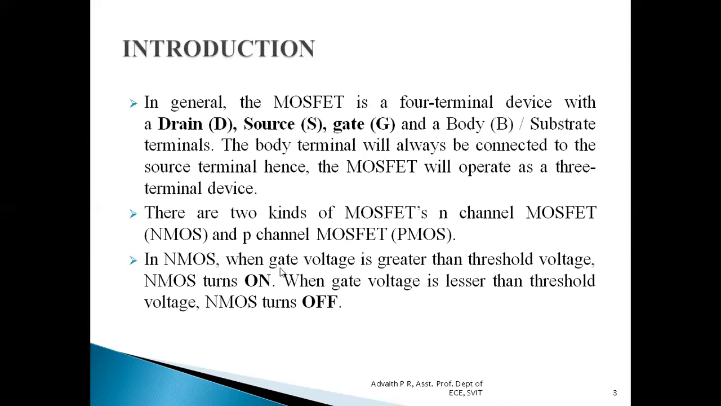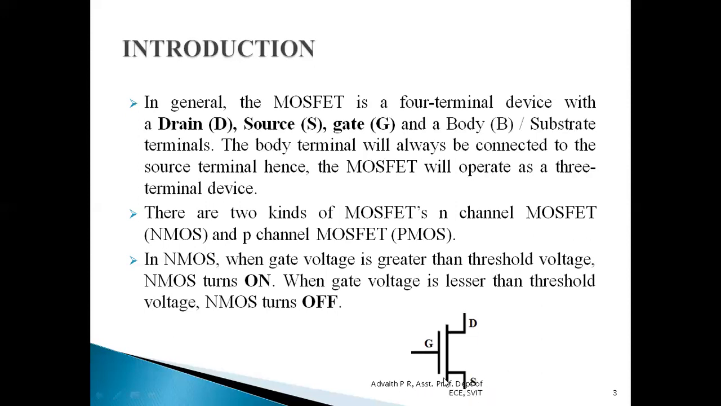In an NMOS transistor, when the gate voltage is greater than the threshold voltage, NMOS turns on. Or when the gate input is equal to 1 under digital abstraction, we normally say that the NMOS transistor turns on. When the gate voltage is lesser than the threshold voltage, NMOS turns off. Or when the gate input of the NMOS transistor is equal to logic level 0, NMOS turns off.